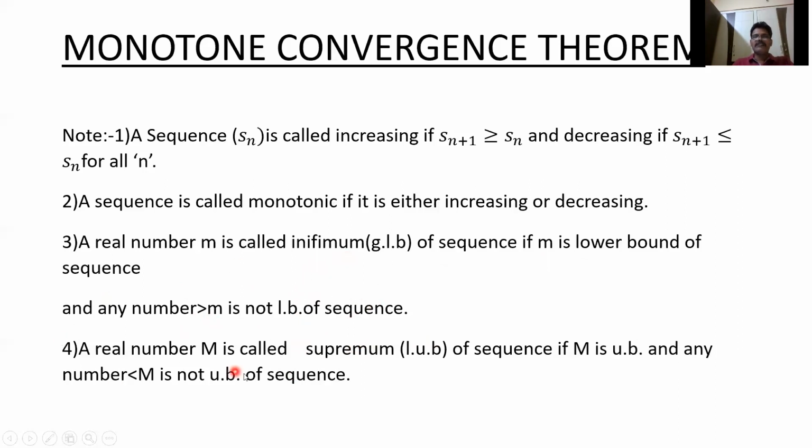Similarly, the supremum, or least upper bound. A real number capital M is called the supremum of the sequence if M is an upper bound and any number less than M is not an upper bound of the sequence. That means capital M is the least upper bound, the least number of all the upper bounds of the sequence. These are what we need to prove the monotone convergence theorem.